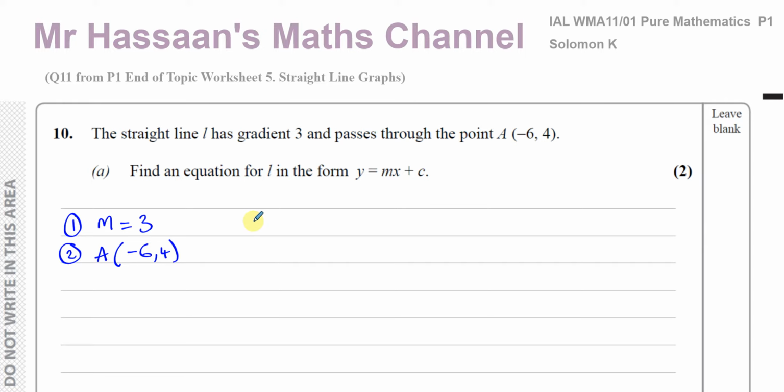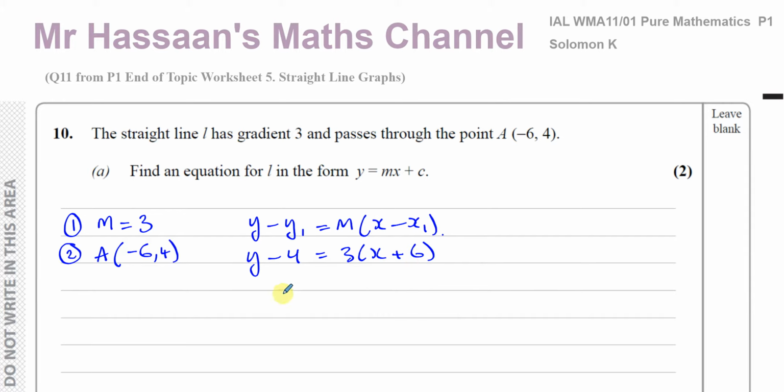So we've got to find the equation of the line L in the form y equals mx plus c. You can use two different methods. The one I prefer is y minus y1 equals m times x minus x1, where y1 and x1 are the y and x coordinates of the point given that you know is on the line, and m is the gradient. So you have y minus 4 equals 3 times x minus -6, which is plus 6.